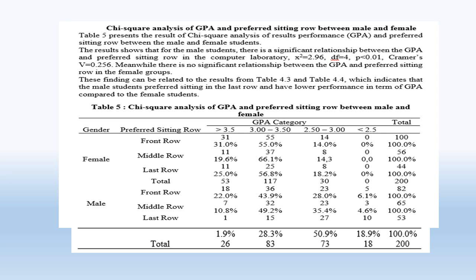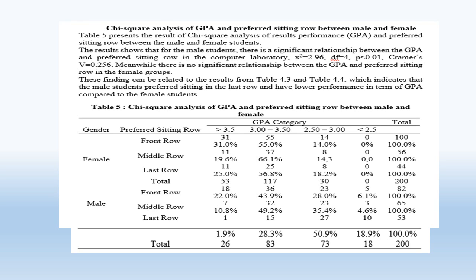Chi-square analysis of GPA and preferred sitting row between male and female. Table 5 presents the result of a chi-square analysis of result performance, GPA, and preferred sitting row between the male and female students. The result shows that for the male students, there is a significant relationship between the GPA and preferred sitting row of the computer laboratory.